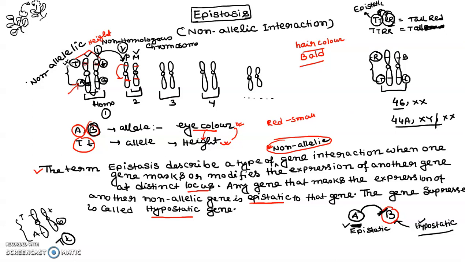Epistasis is a non-allelic interaction. In a non-allelic interaction, if one gene modifies the expression of another gene at a distinct locus, it is called epistasis. Any gene that masks the expression of another non-allelic gene is epistatic to that gene. The gene that is suppressed is called the hypostatic gene.